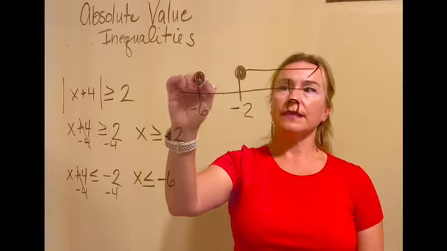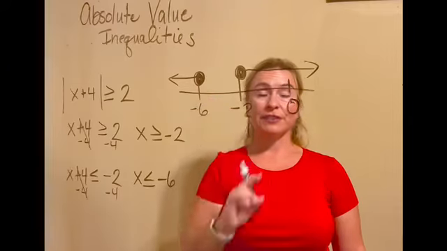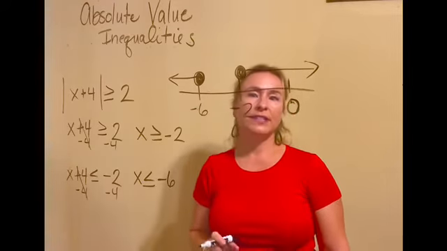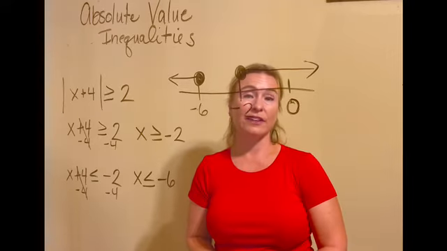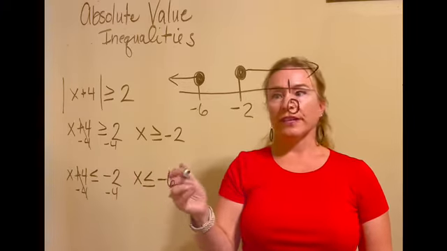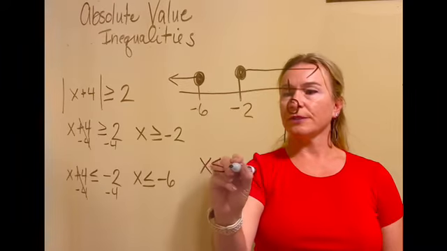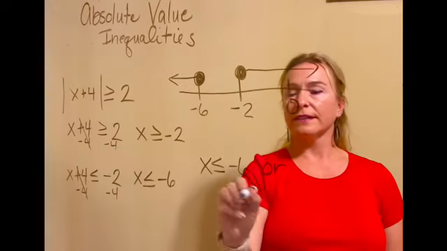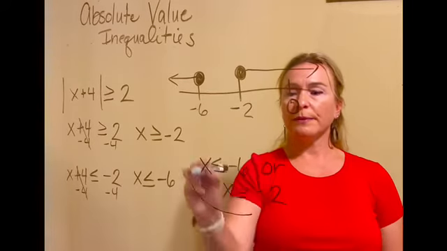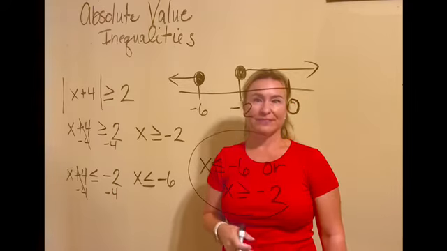And this is an or statement, it's looking like, because I know that my values are not overlapping each other. But those are the values that matter. The ones in between -6 and -2 are not going to be part of the answer. So I have to use an or statement here. We tend to write them in order from least to greatest. So I would say x is less than or equal to -6, or x is greater than or equal to -2. And that would be my final result for this particular absolute value inequality.